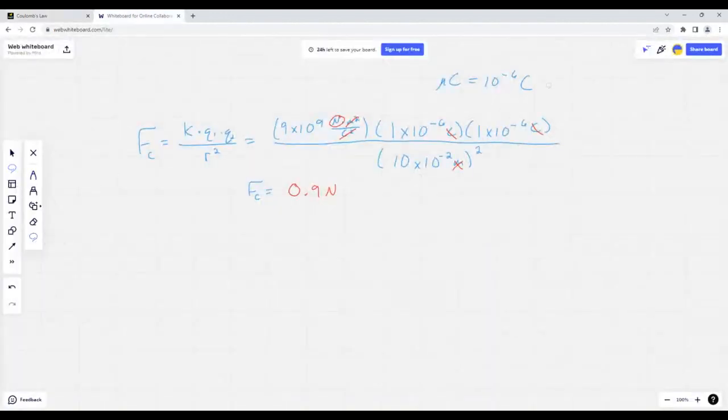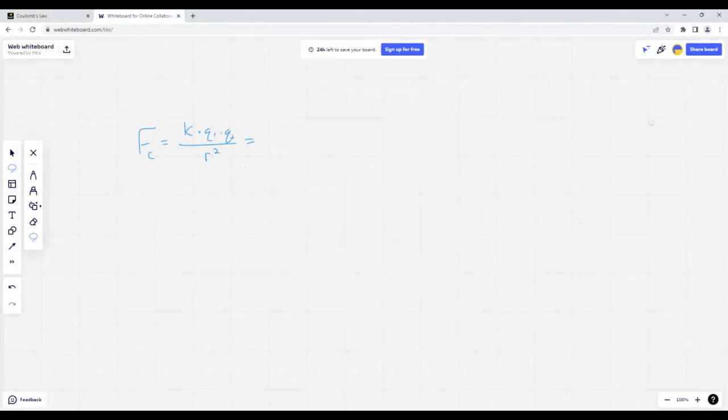Okay, so let's see if we can confirm that by calculating manually and see where this is going to go. So I'm going to get rid of all of this stuff, and then we're going to try it again. So new numbers now, so I'll use a slightly different color. K, we're still going to use the slightly rounded version of 9 times 10 to the 9. It's just easier with all the rest of the calculator work going on.